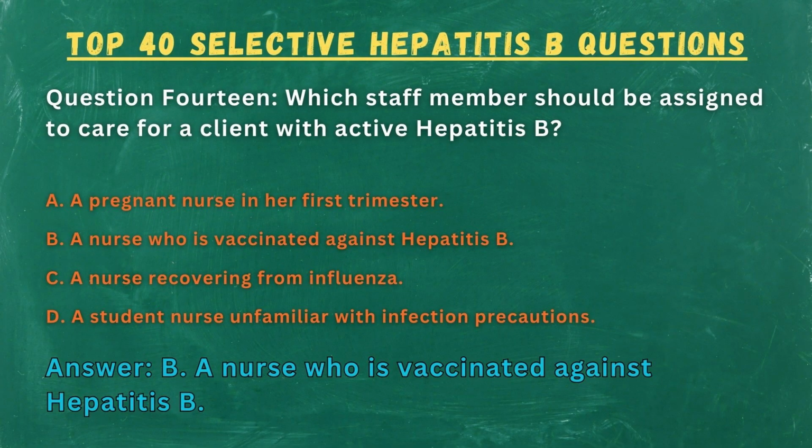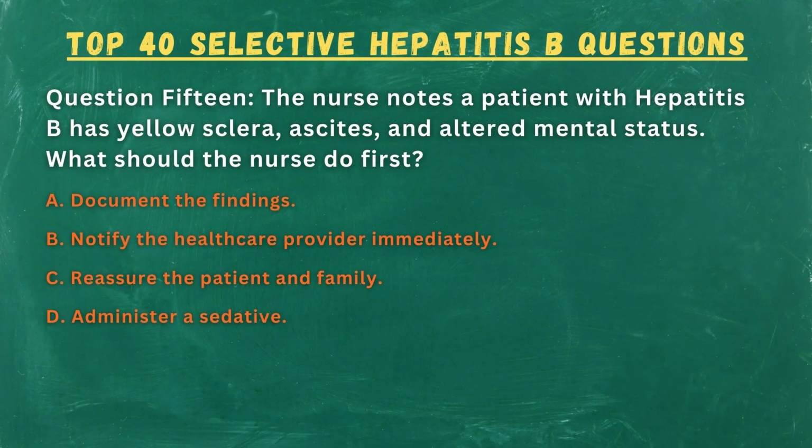Answer: B. A nurse who is vaccinated against hepatitis B. Question 15. The nurse notes a patient with hepatitis B has yellow sclera, ascites, and altered mental status. What should the nurse do first? A. Document the findings. B. Notify the healthcare provider immediately. C. Reassure the patient and family. D. Administer a sedative.